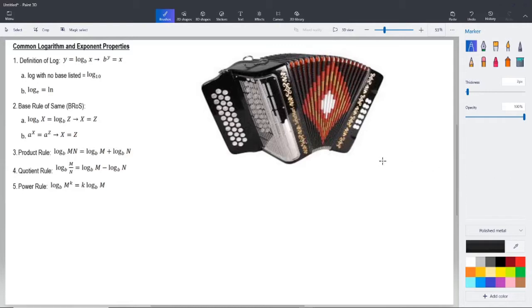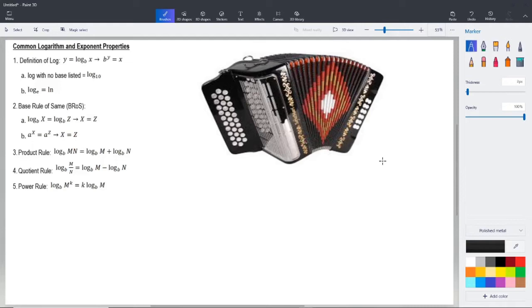So we've talked about two of the several rules of logarithm and exponent properties. Let's bring in three more here: the product rule, the quotient rule, and the power rule. I like to call these the accordion rules because it expands and contracts.